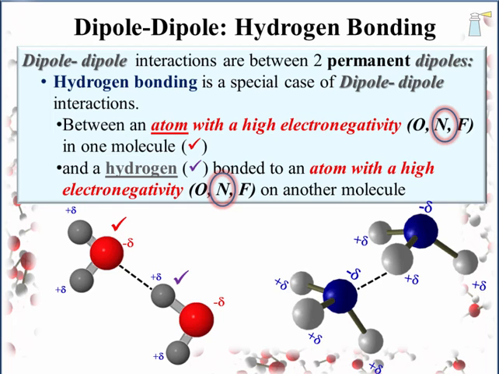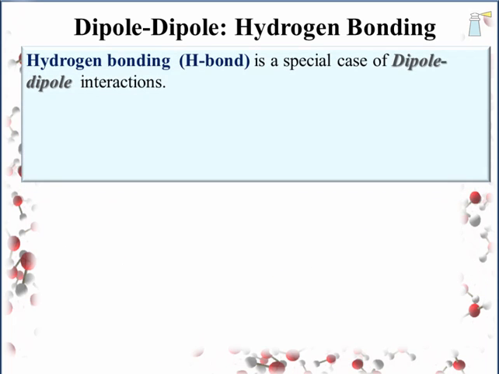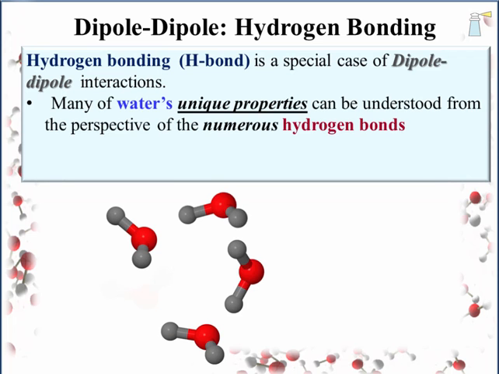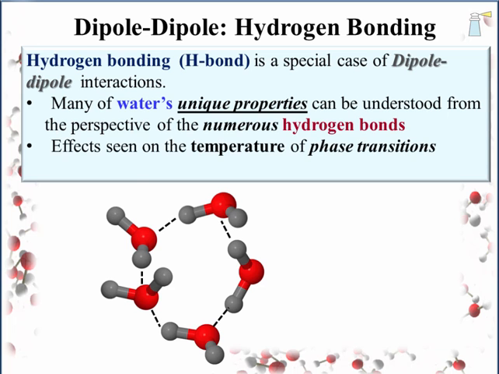Since hydrogen bonding is so central to aqueous solution chemistry and biological chemistry, we should further investigate its attributes. Many of water's unique properties can be understood from the perspective of the numerous hydrogen bonds it makes. The Water Aqueous Solution lecture in this series covers the topic more in depth, but we will look at one property. That will be hydrogen bonds' role in the phase transition of boiling.